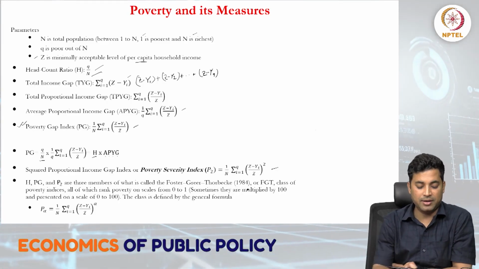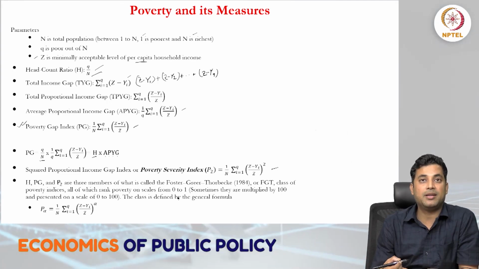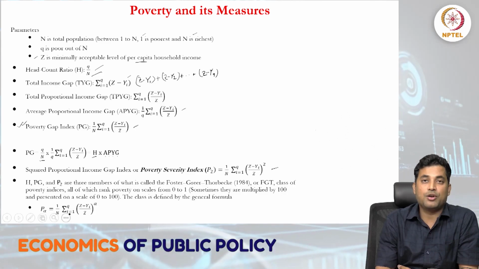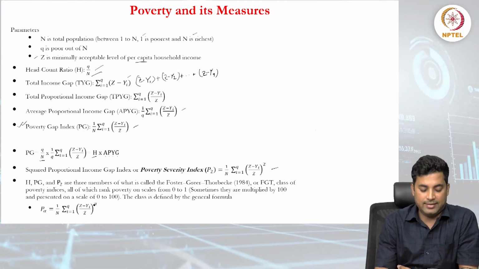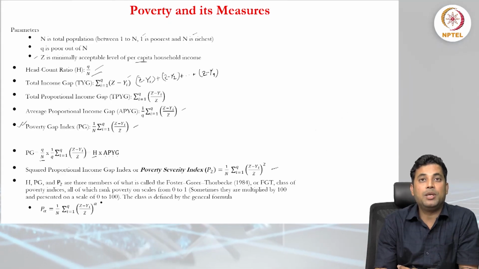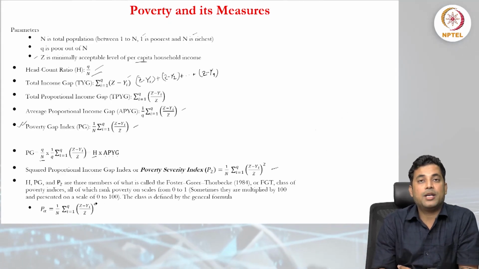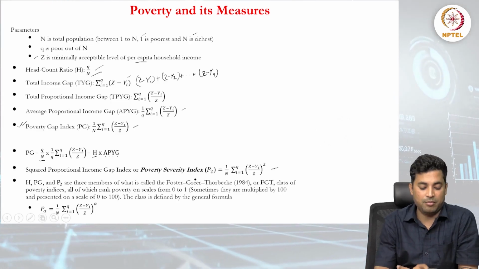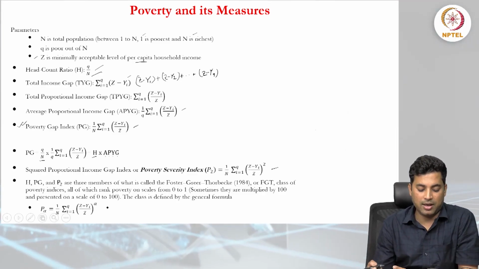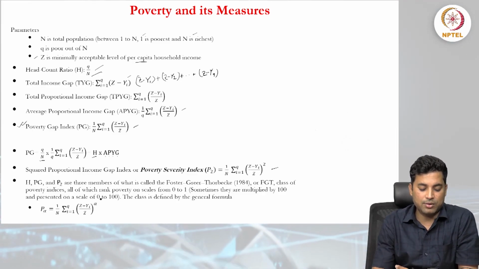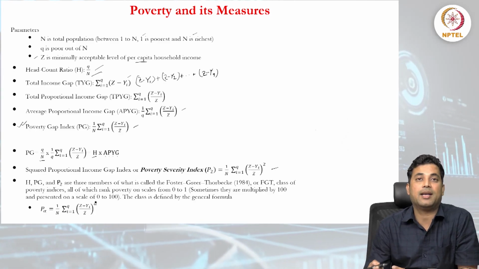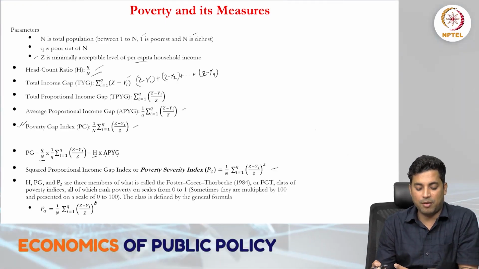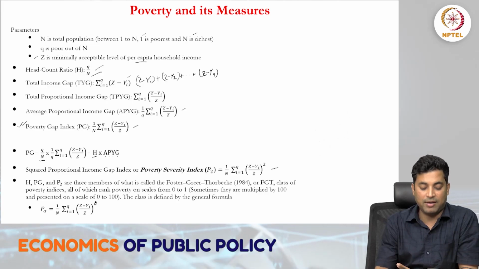FGT refer to the poverty severity index using 1 by n, summation of i equals 1 to q, of Z minus Yi by Z to the power alpha. When alpha equals 2, it is the poverty severity index, meaning the squared proportional income gap index, and if alpha equals 1, it becomes the poverty gap index. So whether it is the severity index or the poverty gap index, it depends on the value of alpha.